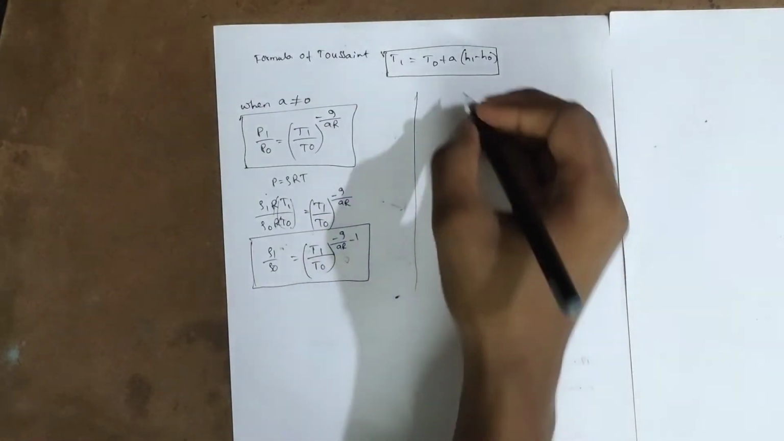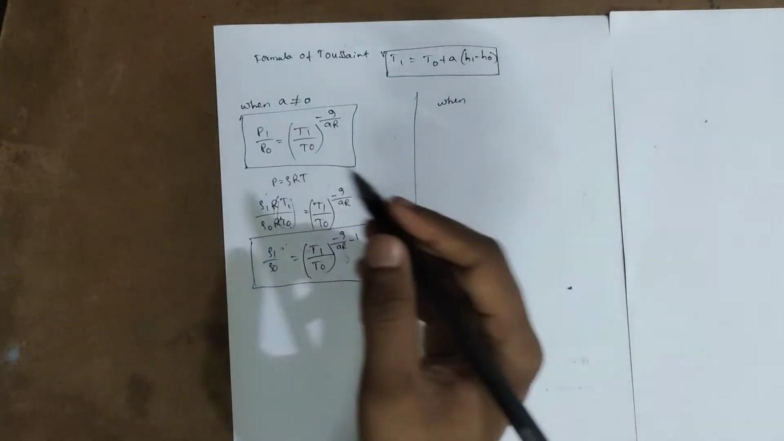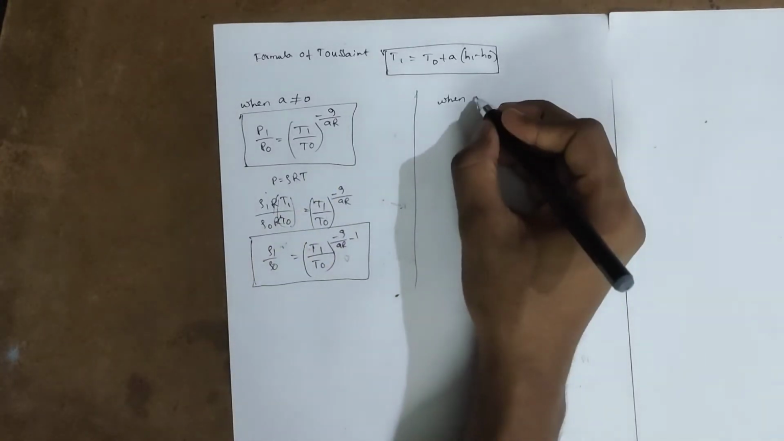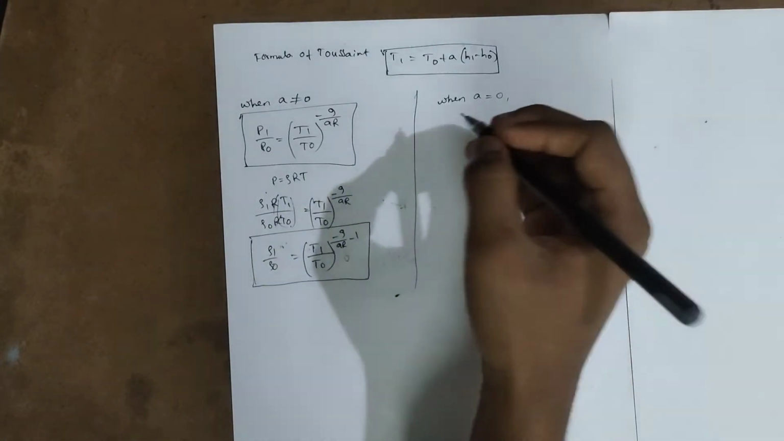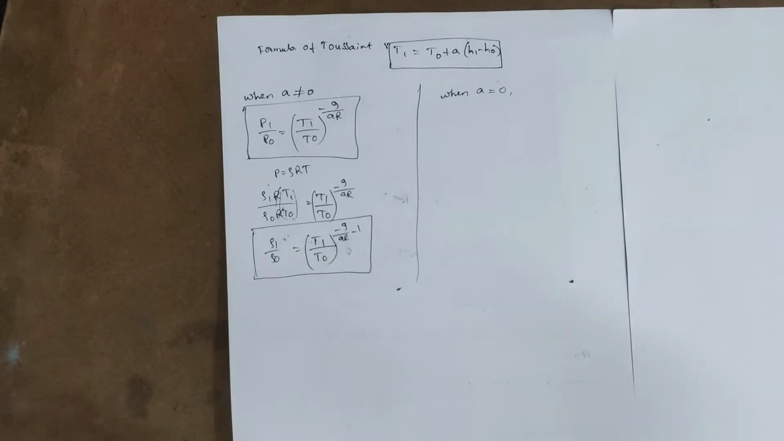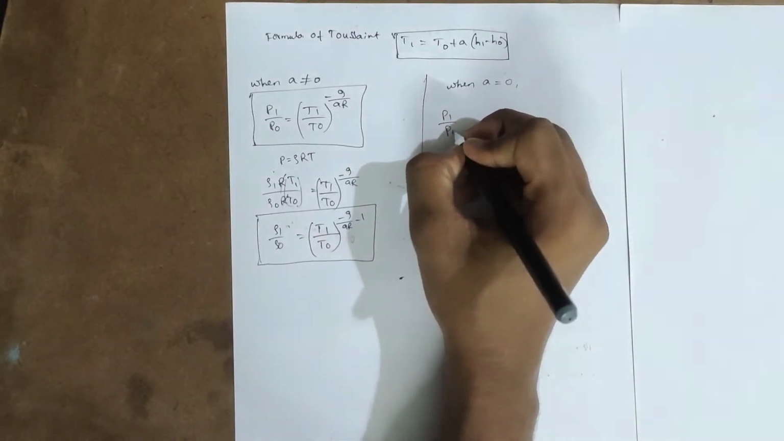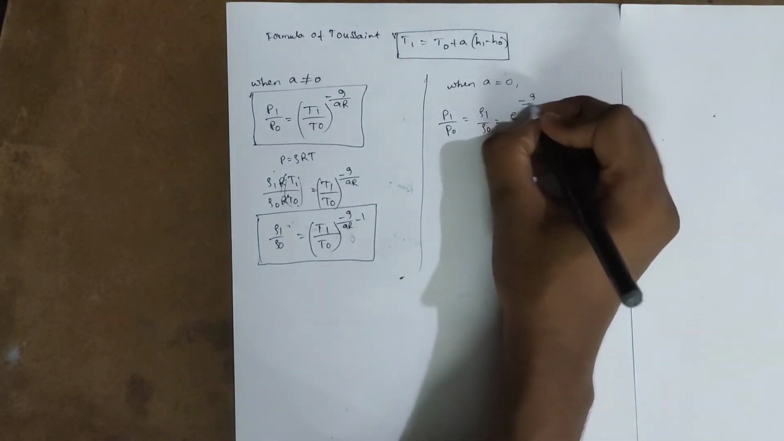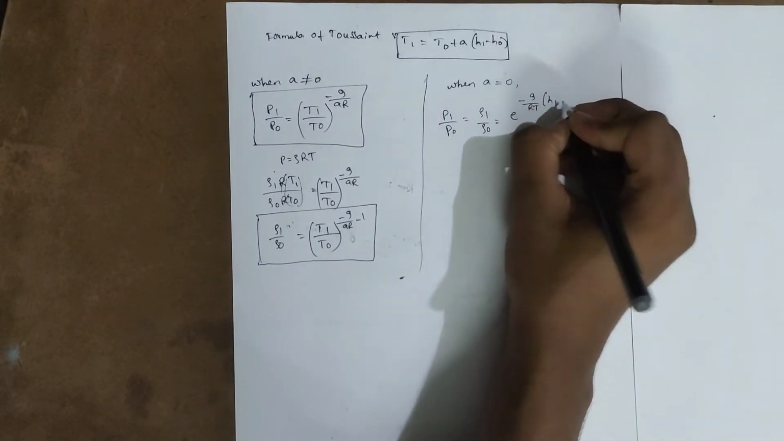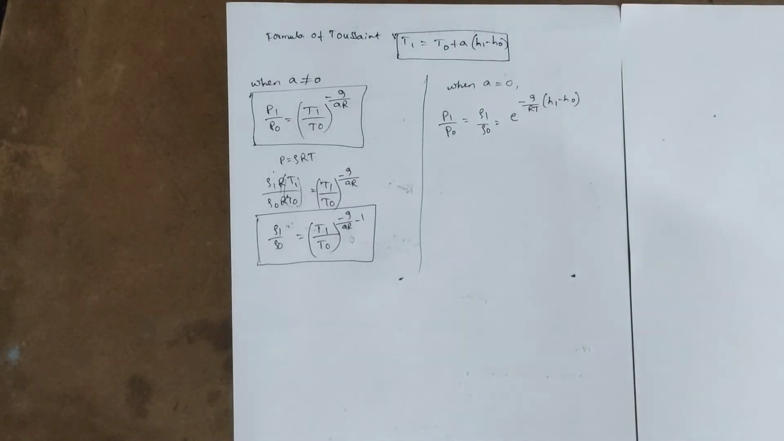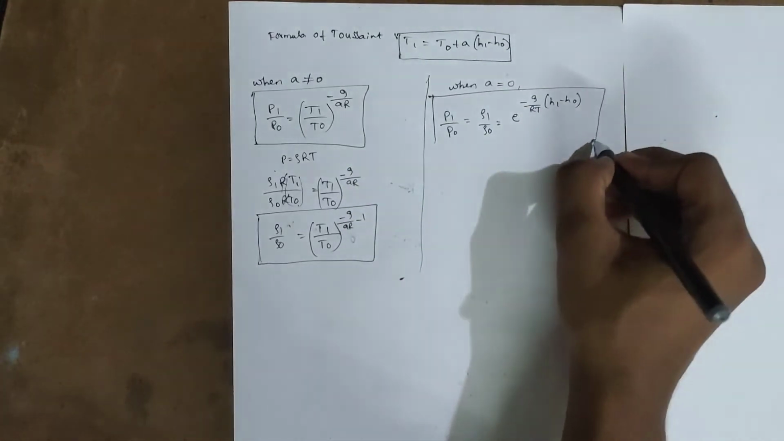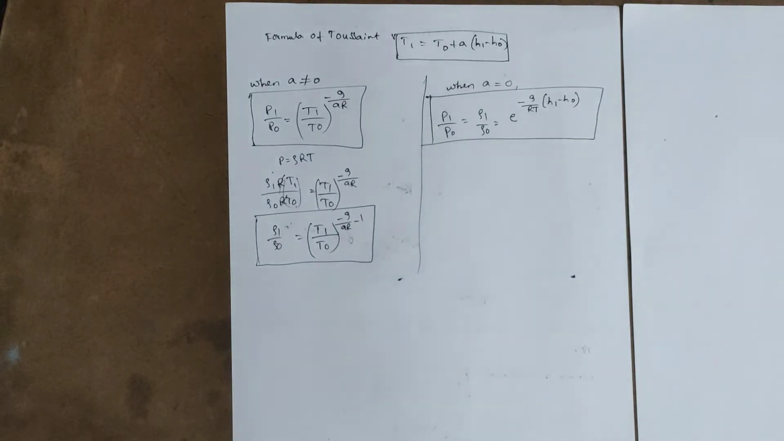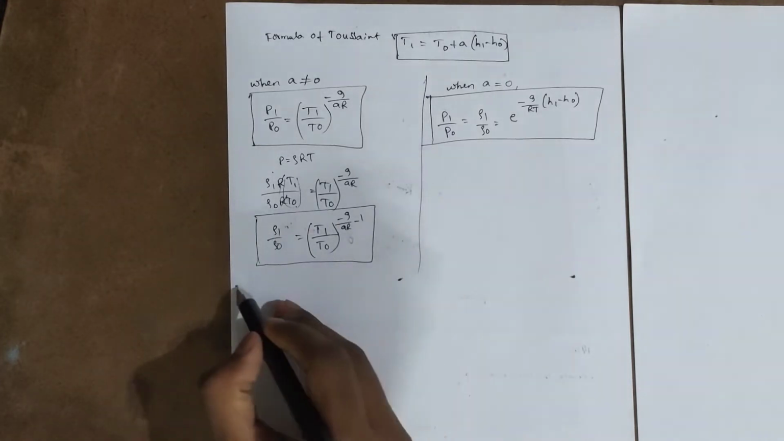And when lapse rate is 0, we cannot calculate pressure and density with this formula. So we'll take A is equal to 0, then we have the formula, that is P1 by P0 is equal to rho1 by rho 0 is equal to e power minus G by RT into H1 minus H0. So with these four formulas, we can calculate the pressure, density and temperature at any given altitude above the surface of the earth.